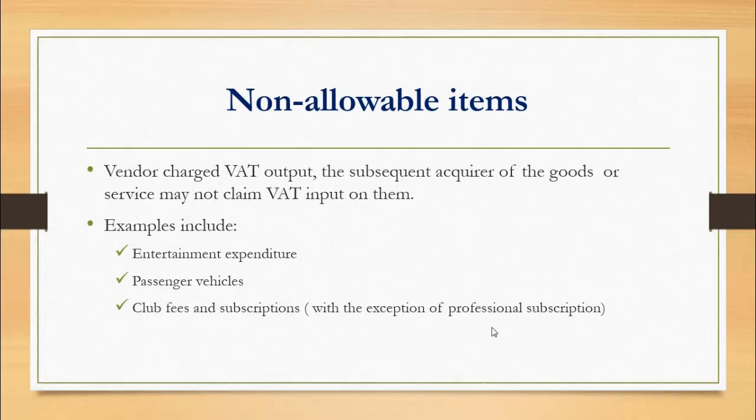So just to add some more flesh to this, take a look at the textbook. They explain further. Due to time and space, I just couldn't write all the details. So the examples are well explained. They will tell you exactly why entertainment expenditure is a non-allowable item, and which passenger vehicles fall within this category. So as you follow the video, have your textbook next to you.